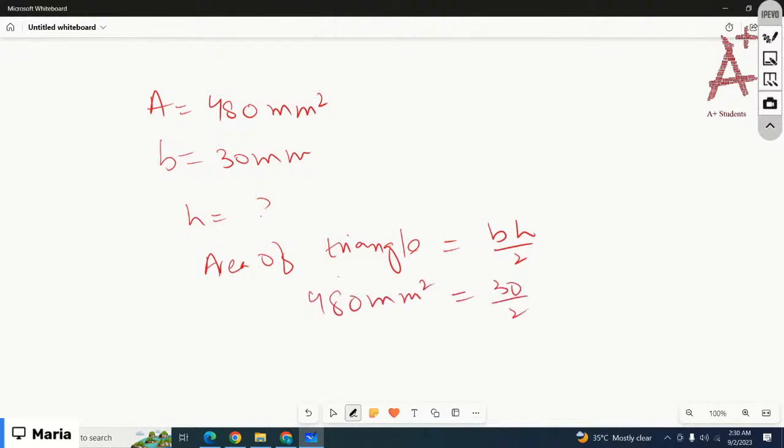Base is 30 over 2 times the height. 30 over 2 is 15. 15 times height, and here you have 480. Divide both sides by 15. 15 and 15 cancel out, and 480 over 15 is 32. Right? So that means the height of this triangle is 32 millimeter.